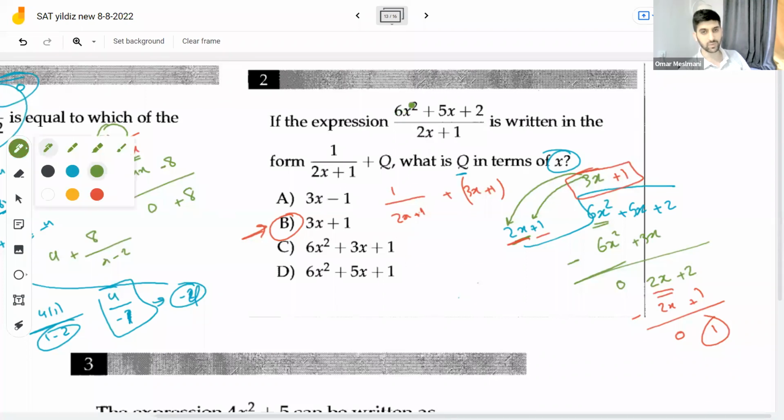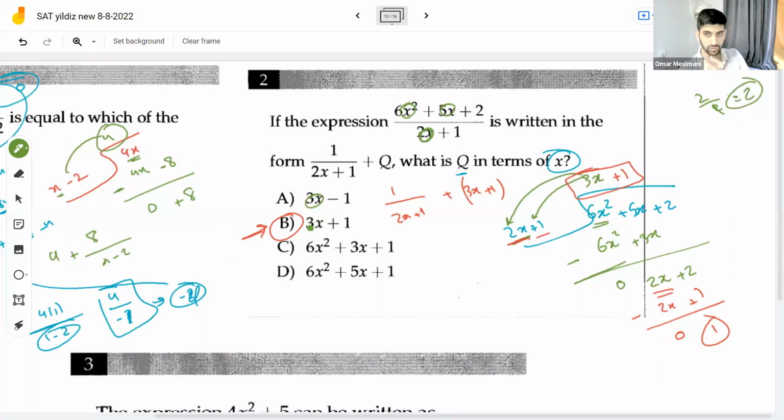I'll go with x equals 0. It means that this is 0, this is 0, this is 0. So at the end, what we have is 2 over 1, which is 2. Yes? If I have a 0, which one will give me 2? I have 2.